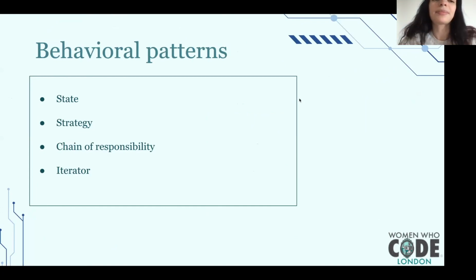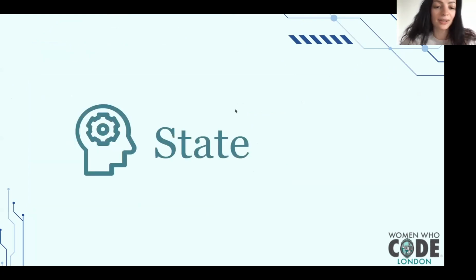First of all, I will give you a brief introduction about what we're going to cover today. This will be 4 interesting behavioral patterns: state, strategy, chain of responsibility, and iterator. So let's look at them. First of all, state.